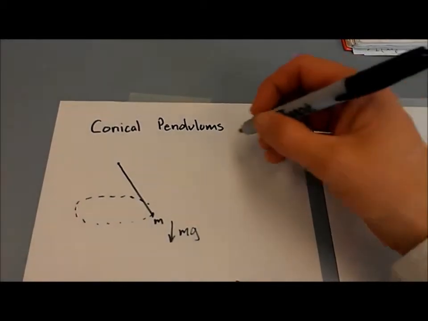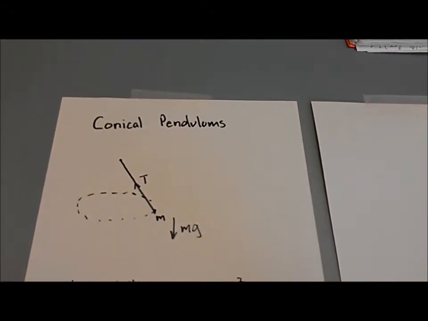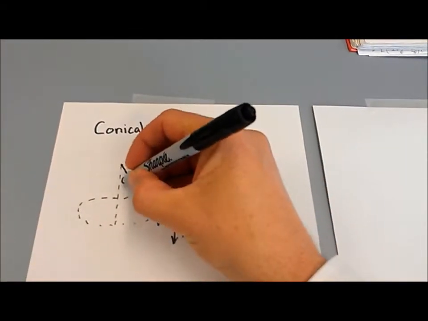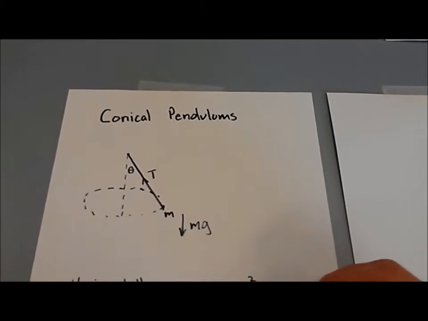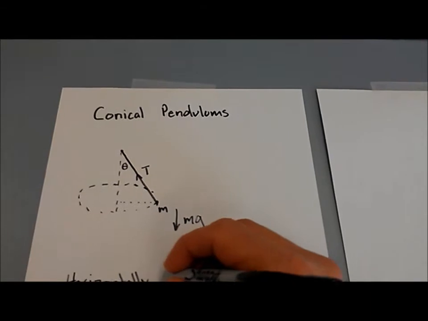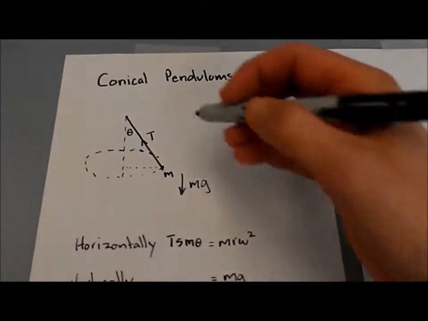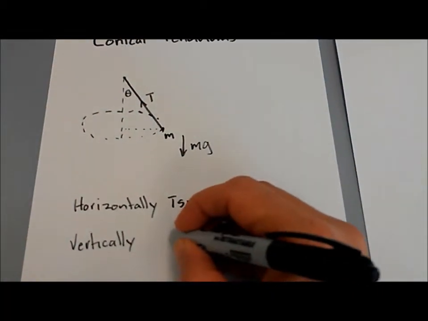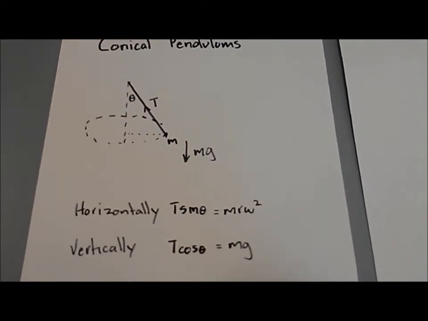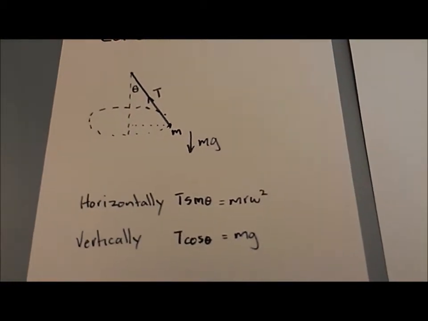Now the forces will come from this string, from the tension force in the string. If we resolve that force, and say that the angle made here at the apex is theta, then the horizontal force will be equal to T sine theta. That will be the horizontal component of that tension. The vertical component of the tension will be given by T cos theta. So what we want to do with conical pendulums is resolve the forces both vertically and horizontally.